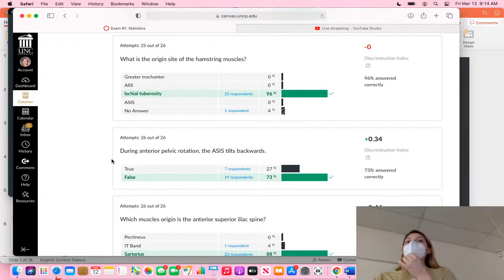People struggled with this one. So during anterior pelvic rotation, the ASIS tilts backwards. Again, you don't even really need to know anything about this. We know that anterior pelvic rotation means the pelvis is rotating anteriorly. We know that ASIS is on the anterior side. So if we think anterior pelvic rotation, it's never going to tilt backwards because that would be posterior. So that would be an easy false.